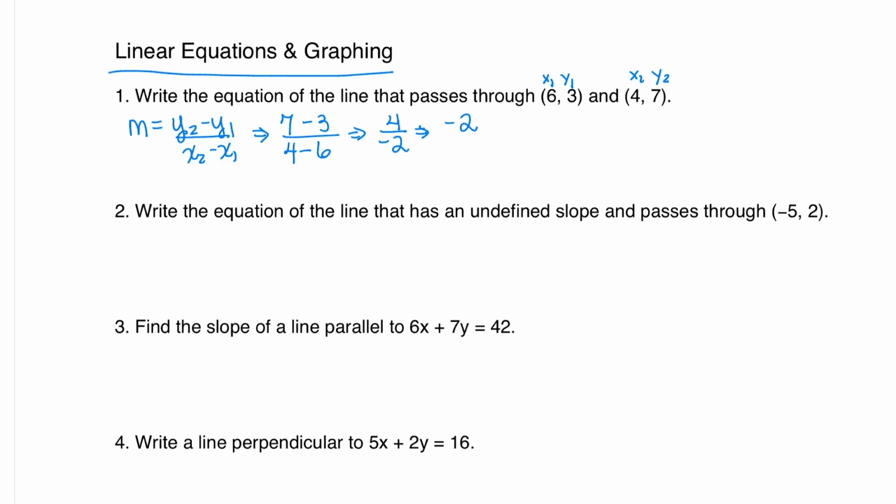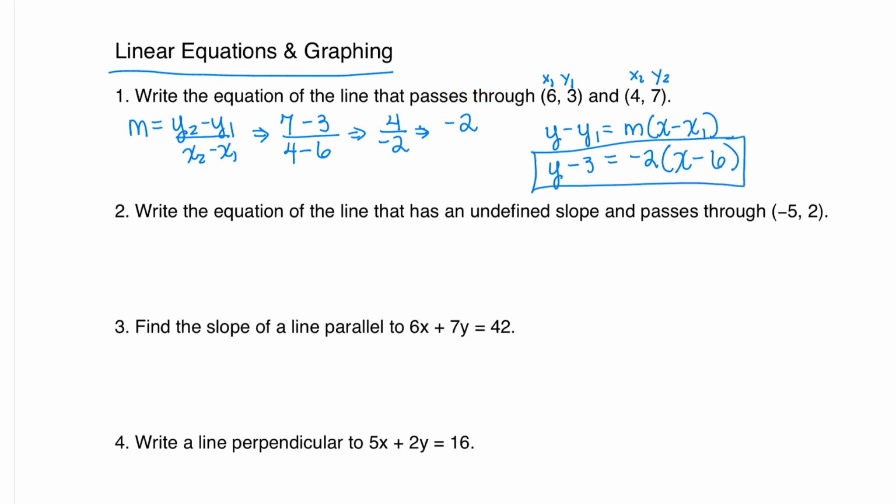Now, depending on how your teacher prefers it or what the instructions say, you could write it in y equals mx plus b form, or we can just use point slope form. That's going to look like this. Then you just plug in either point. I'll go ahead and plug in the first point since I labeled that one x1, y1. We're going to fill in our slope, negative 2, for m, and then we're going to do x minus 6. And this is technically an appropriate answer for this.